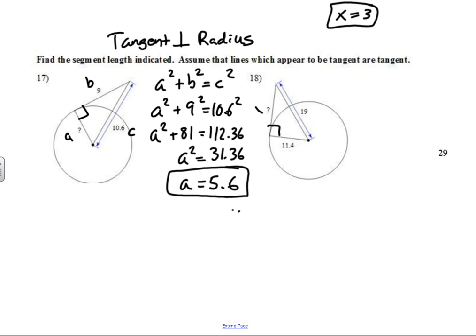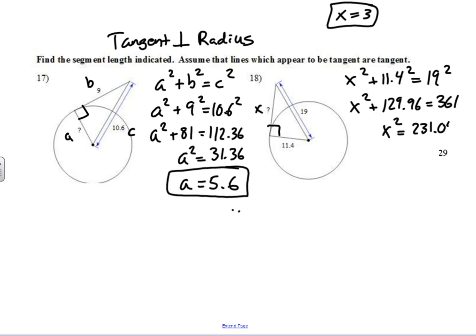This time we're looking for this out here, so it's still a leg. So this would be x squared plus 11.4 squared equals 19 squared. You always have to be careful to identify your hypotenuse correctly. So x squared plus 129.96 equals 19 squared, which is 361. So we're going to subtract 129.96 from that. So x squared is going to become 231.04. And then we'll take the square root of 231.04, which will be 15.2.